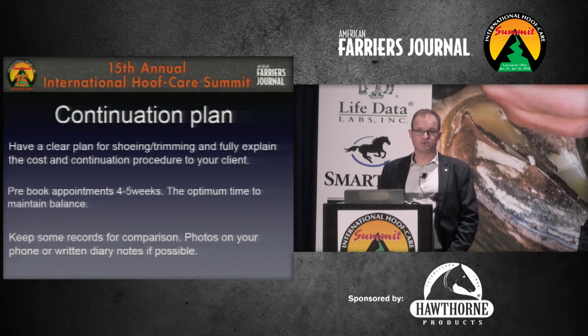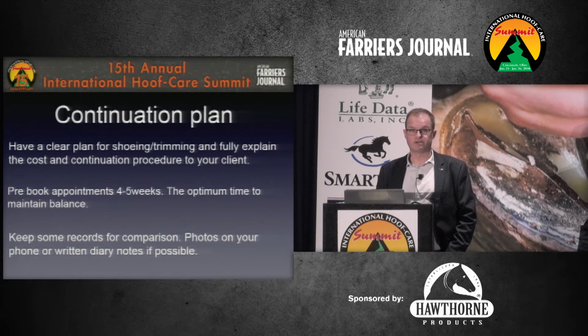So pre-book appointments at the optimum time to maintain balance. It's always difficult to convince horse owners that their horses need shoeing, not every 9 weeks, but every 4 weeks. I'm strict on that, and I'll make sure that I see the horses at 4 to 5 weeks, because I think that's the optimum time that we as farriers can maintain good balance. Anything beyond 6 weeks with an imbalance, we're fighting against impossible odds. And keep records for comparison.